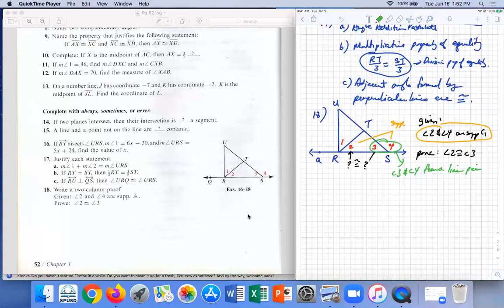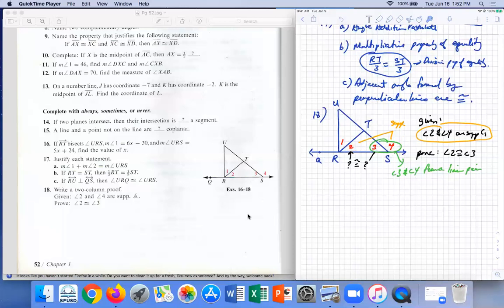So since we have 3 and 4 are supplementary, 2 and 4 are supplementary, we have a theorem, congruent supplements theorem. If two angles are supplementary to the same angle or two congruent angles, then the two angles are congruent. So if we look at this, if two angles, 2 and 3, are both supplementary to the same angle, angle 4, then these two angles will be congruent.